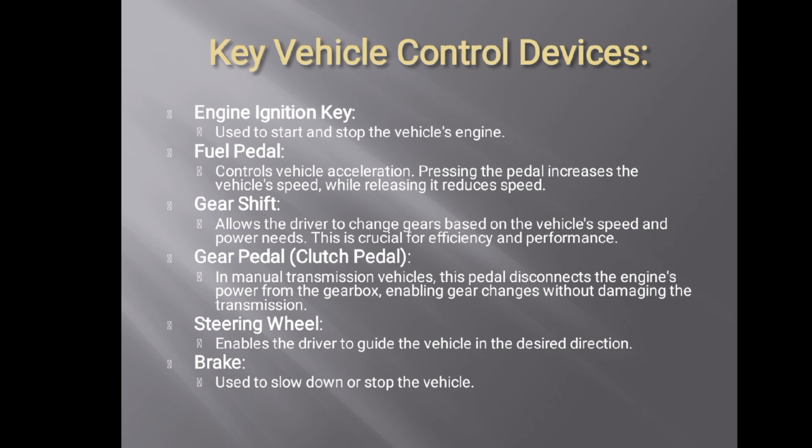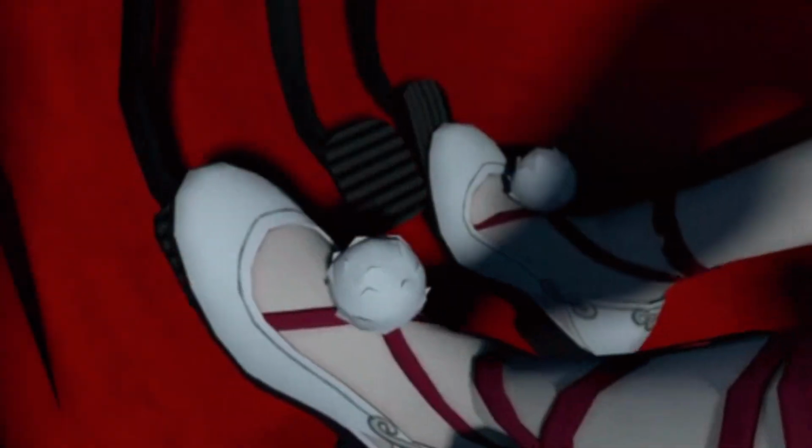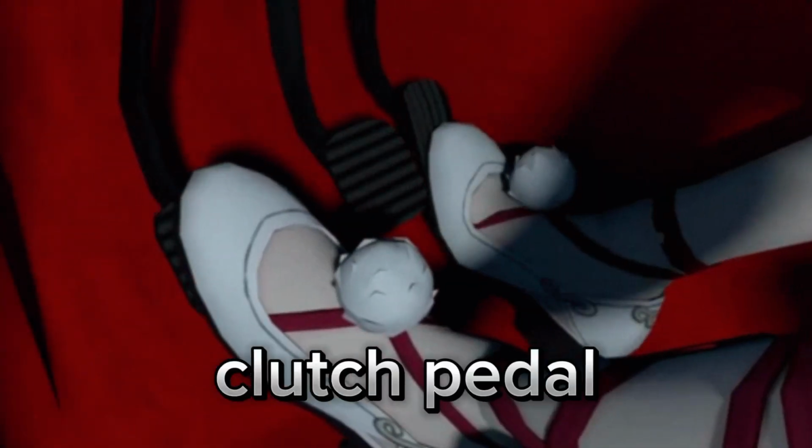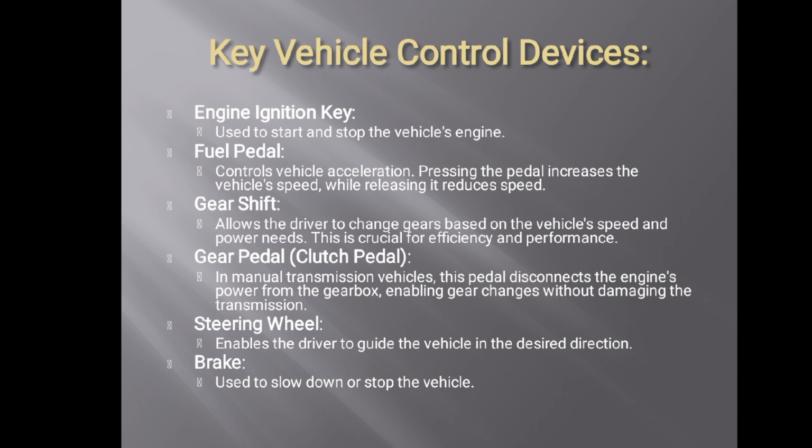The other component is the gear shift. It allows the drivers to change gears based on the vehicle's speed and power needs. This is crucial for efficiency and performance. We will see it later in depth. For now, let's continue. Gear pedal, or we can call it clutch pedal. It is found in manual transmission vehicles, and in these vehicles, this pedal disconnects the engine power from the gearbox, enabling gear change without damaging the transmission. Again, we will see it later. This is just an introduction.